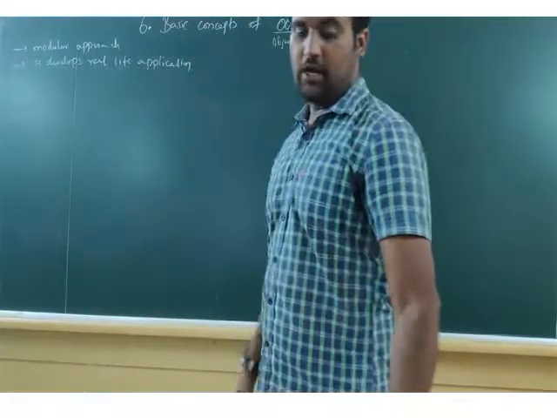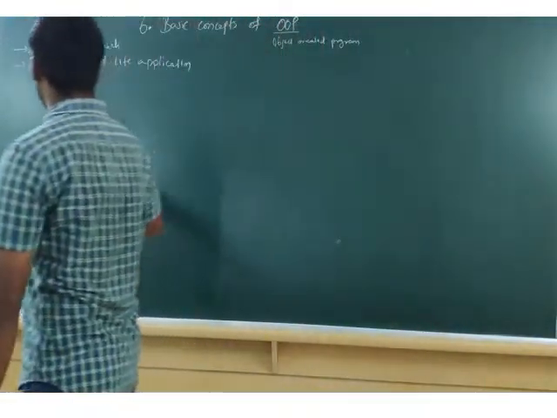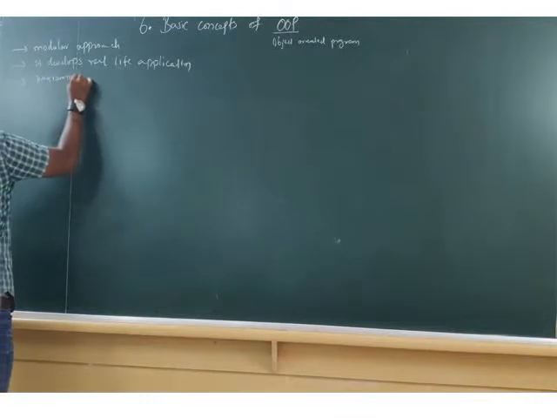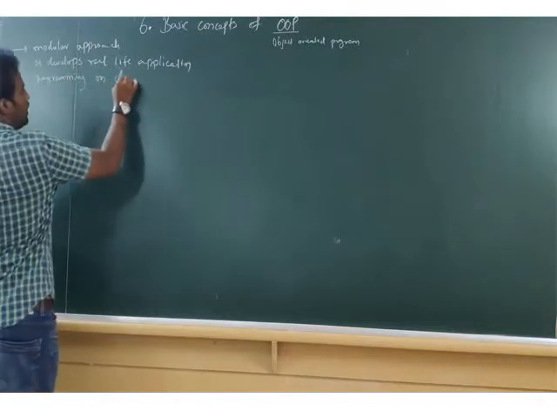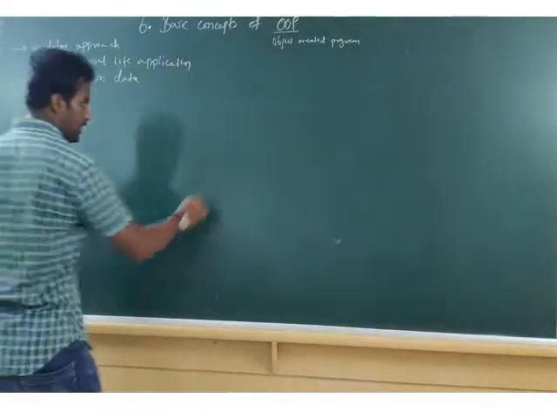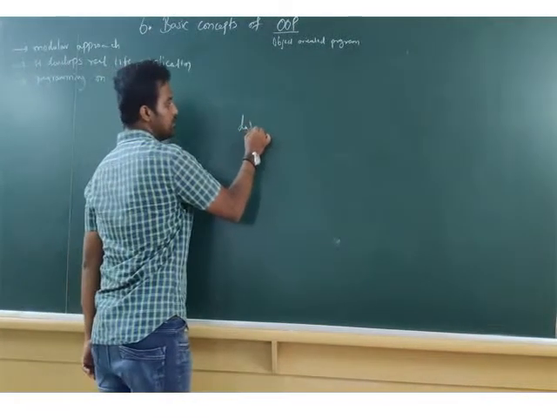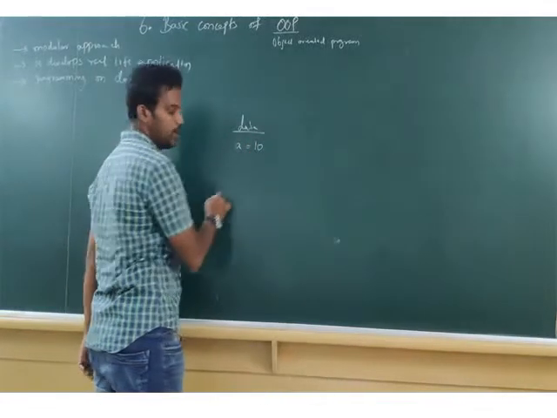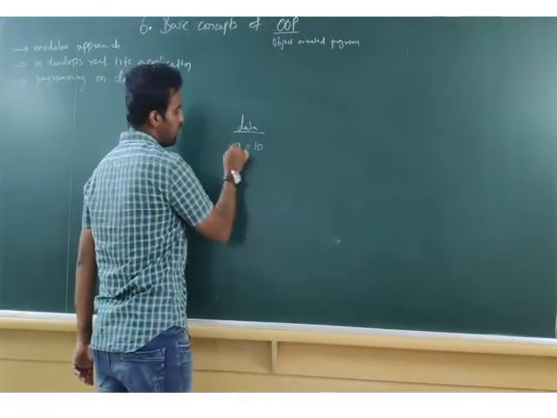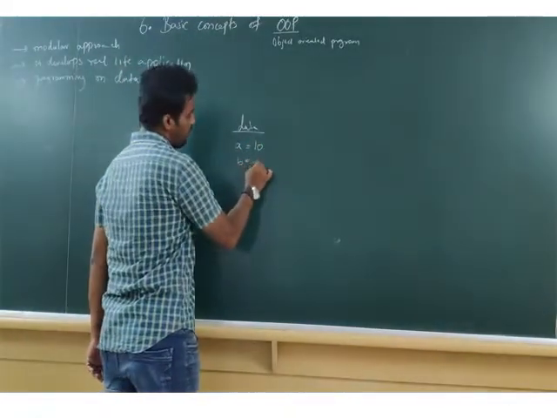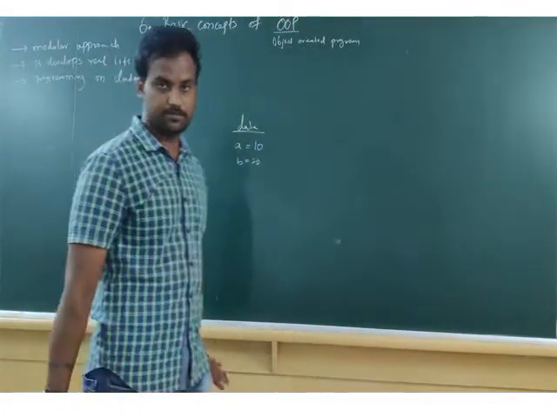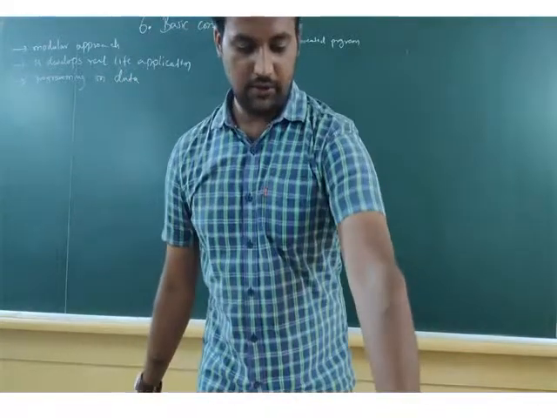Next, element of object: programming on data. It does the programming on data. What is the meaning of data here? For example, take a variable a is equal to 10. It says that it is data. b is equal to 20, this is again data. Data means information. Data means it has information.